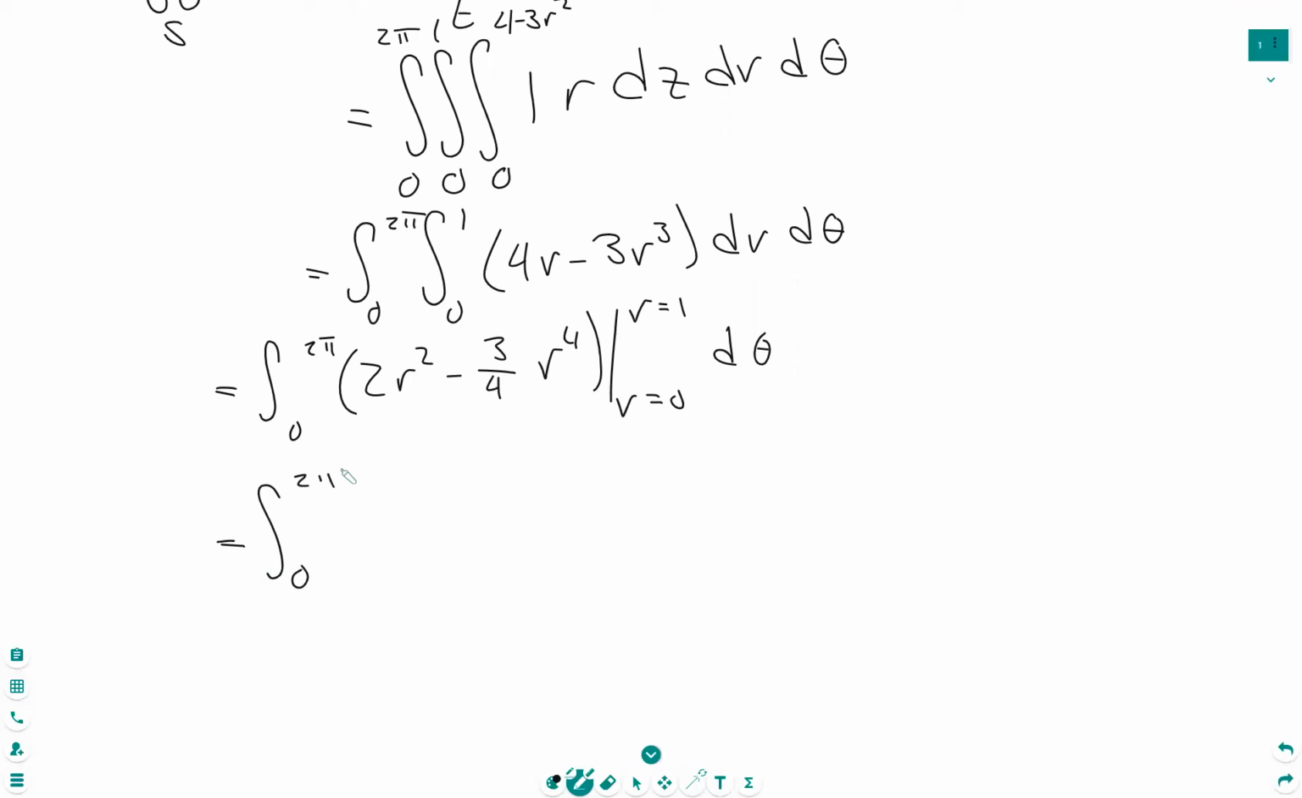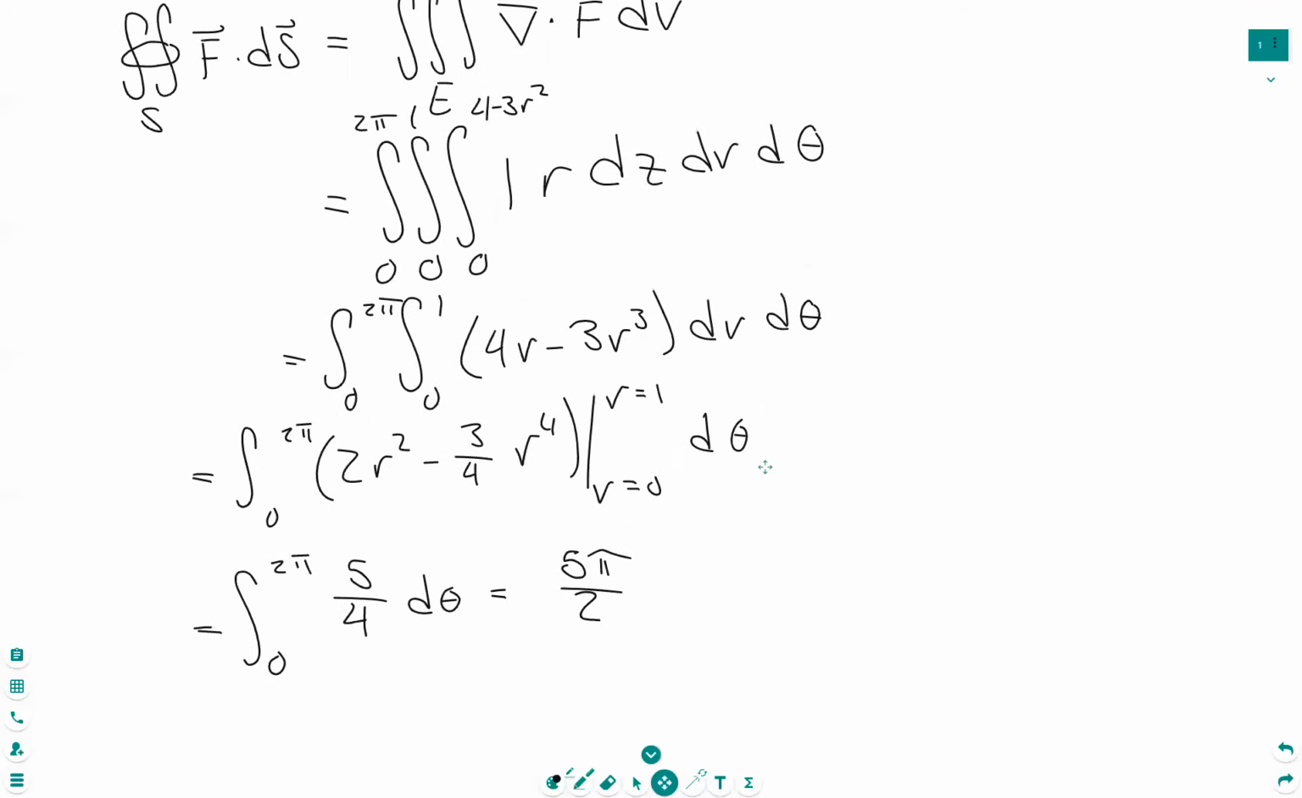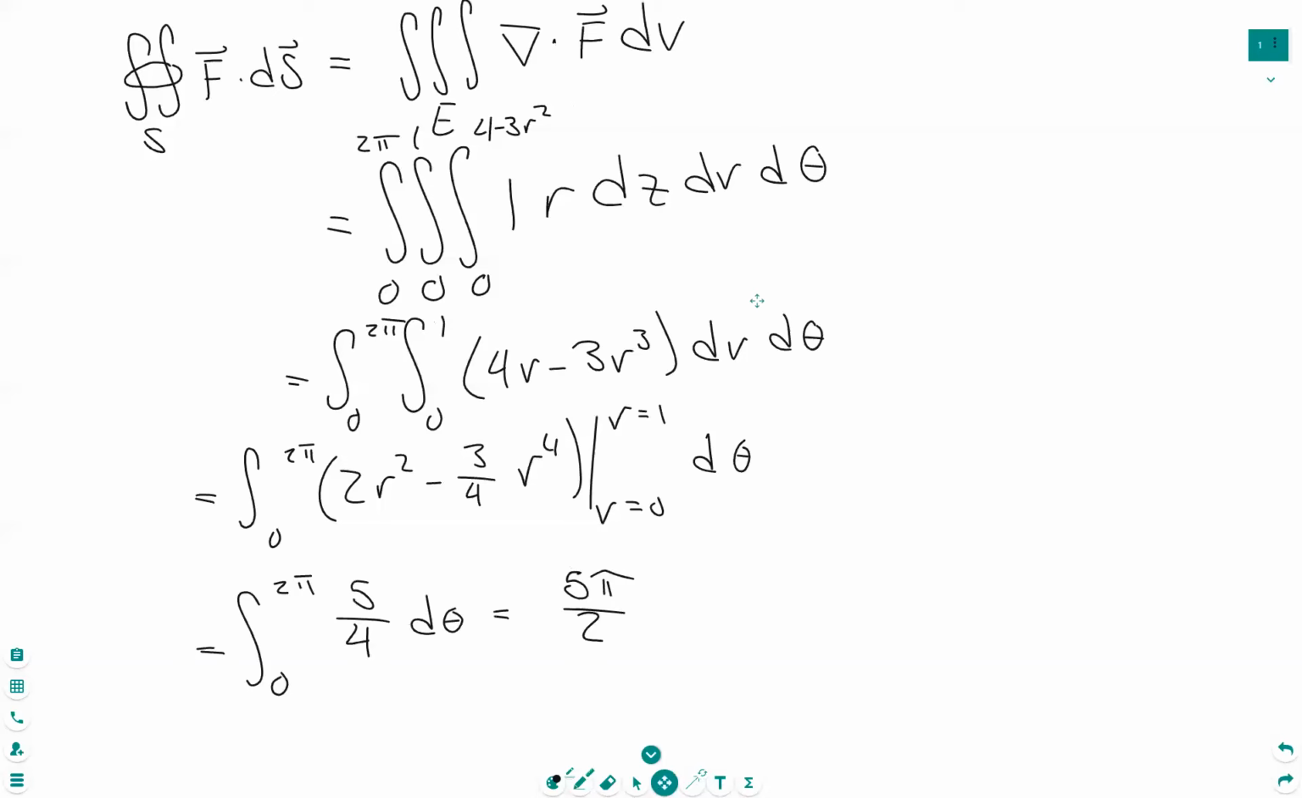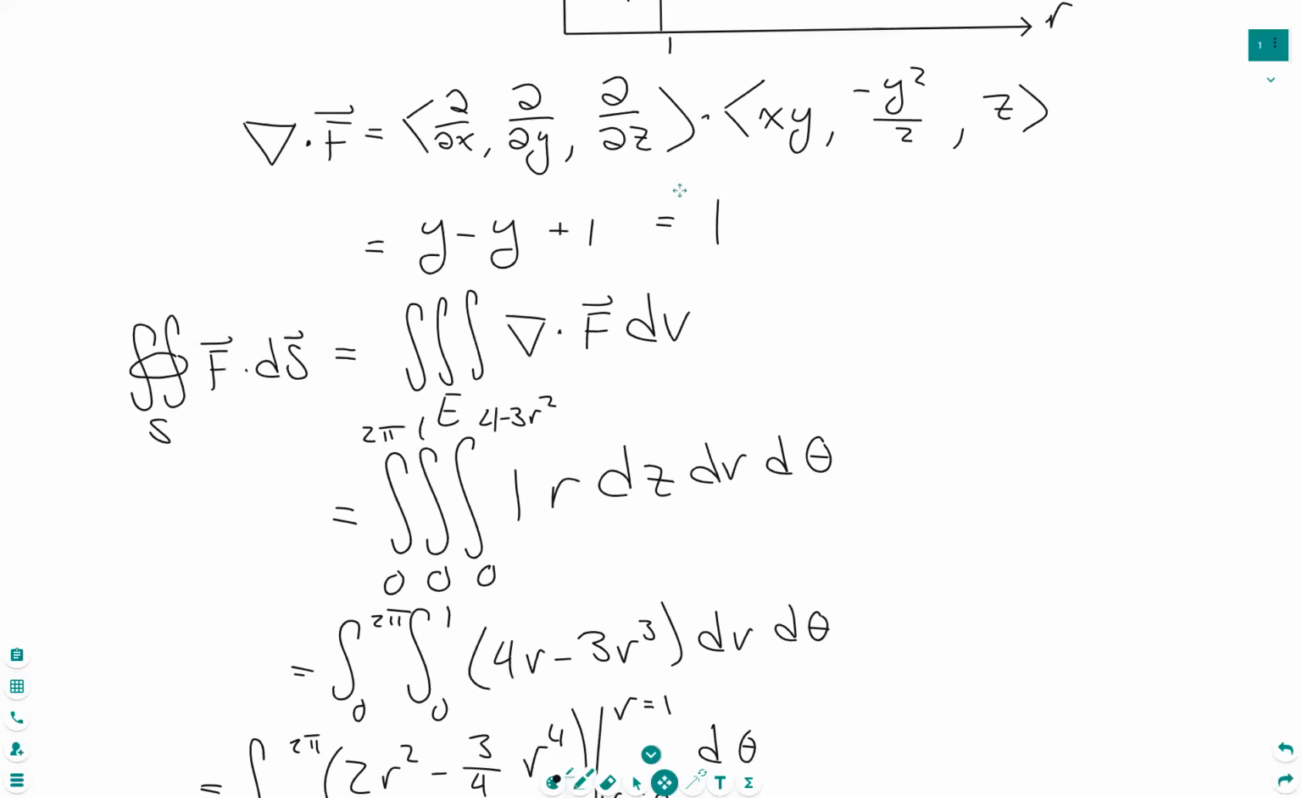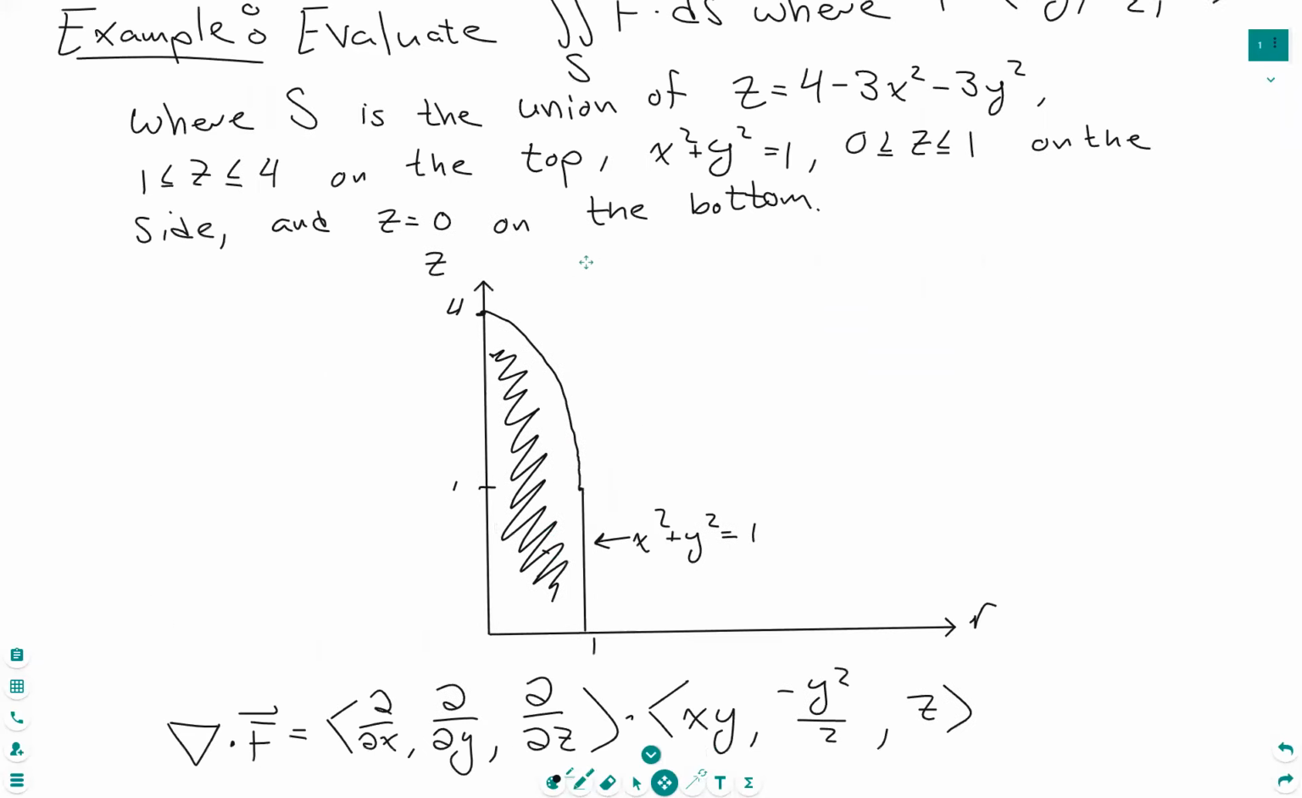Zero to 2 pi, 5/4 d theta, or 5 pi over 2. Okay. So that was pretty easy.